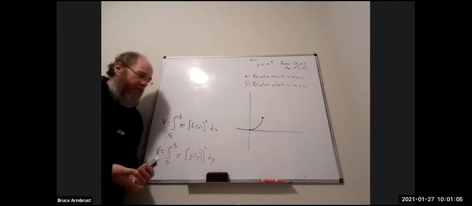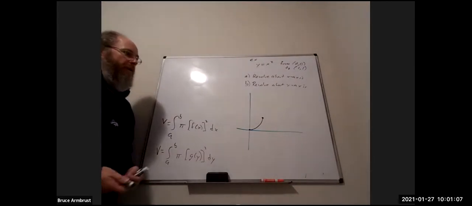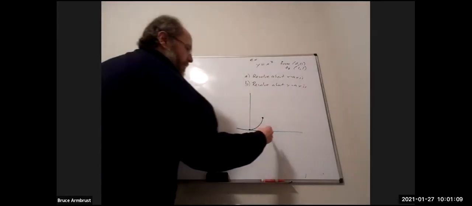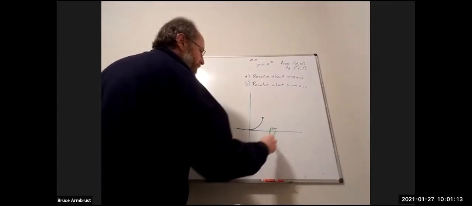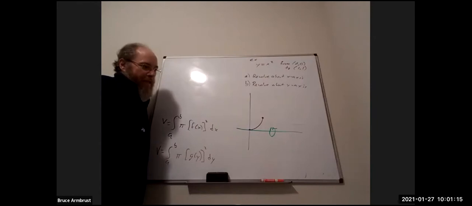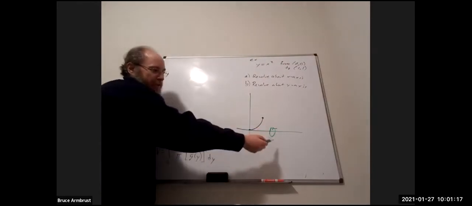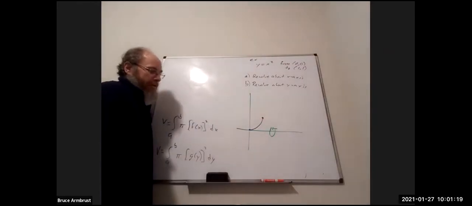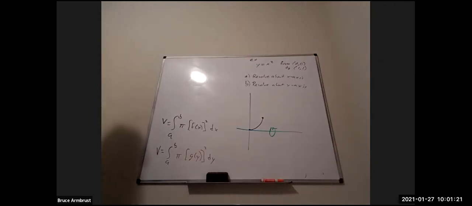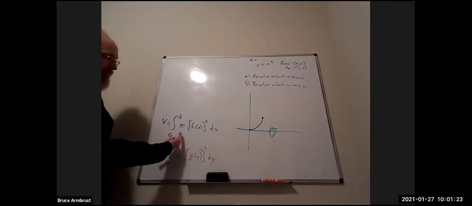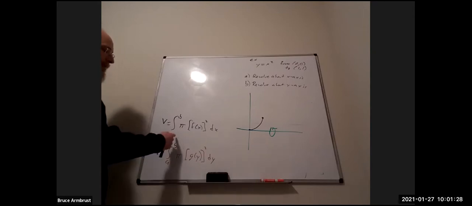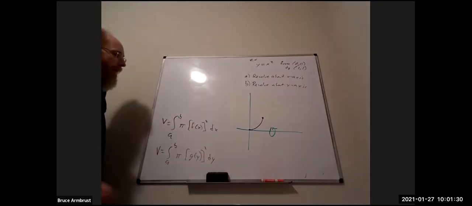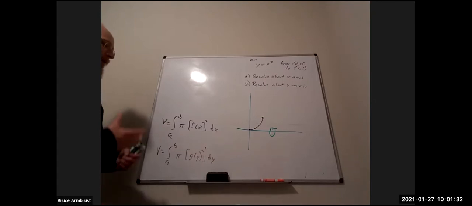All right, so let's start with revolving it about the x-axis. My shorthand for this, I'm just going to draw a little circle with an arrow around one of the axes. So I'm saying, let's spin it around the x-axis. That means we're going to use this purple formula over here. We're going to integrate from a to b of pi f of x quantity squared.